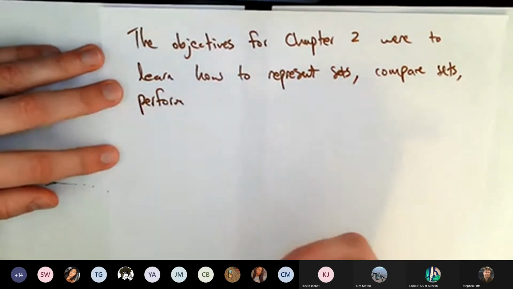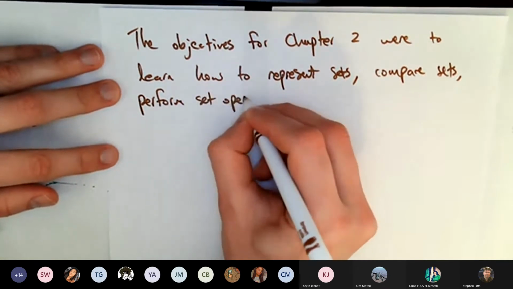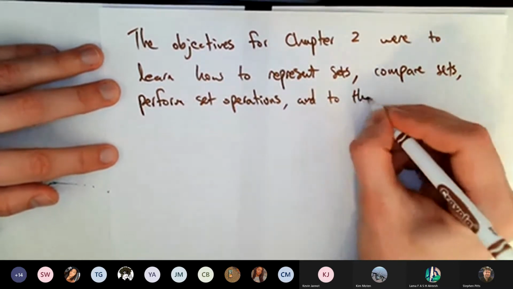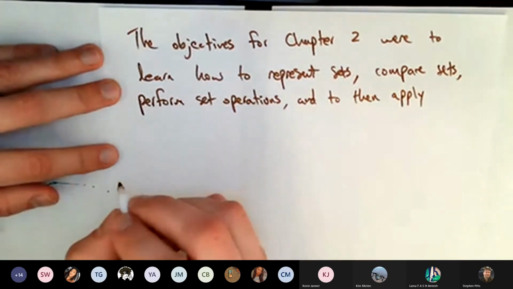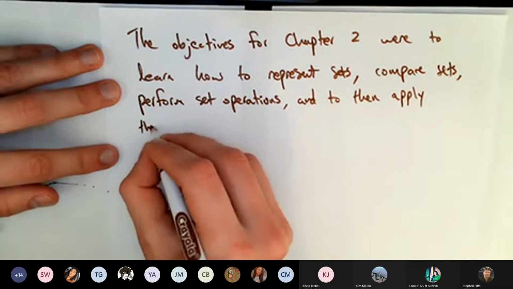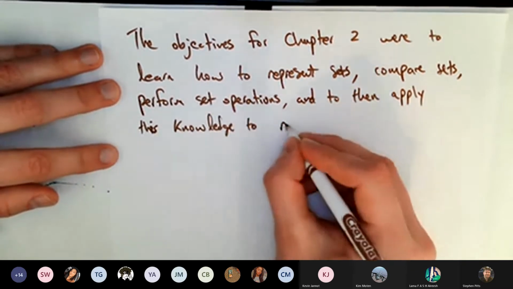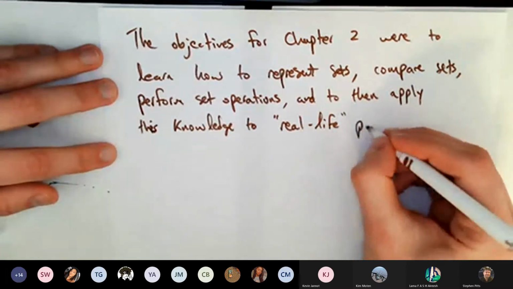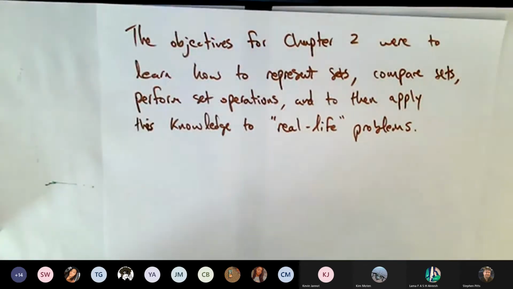That was unions, complements, and intersections. Perform set operations, and to then apply this knowledge to real life problems. And I'll put real life problems in quotes. The real life problems we did are like those surveys, the word problems. But also, we're going to be using the set theory stuff in chapter 7 when we talk about probability.